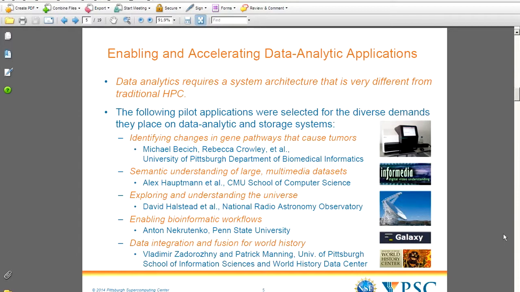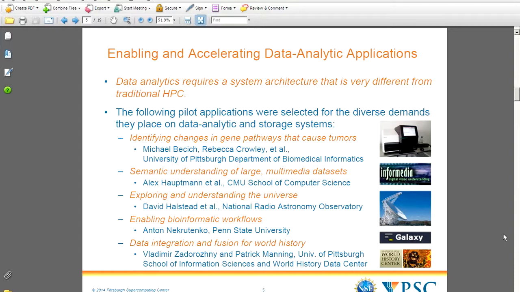The fourth project here, Enabling Bioinformatic Workflows, is with Anton Nekrutenko at Penn State, and this is really leveraging the Galaxy framework for bioinformatics, but Galaxy is also much more general than that. In our case, for bioinformatics, and bringing in Blacklight as a computational engine, using SLASH2 to span Penn State and PSC, to move data, and to stage appropriate calculations to the analytical resources here.